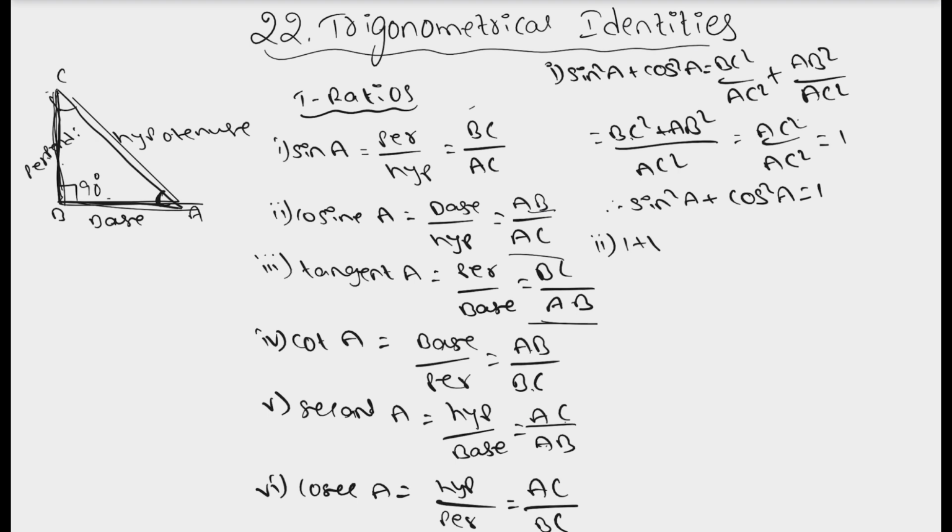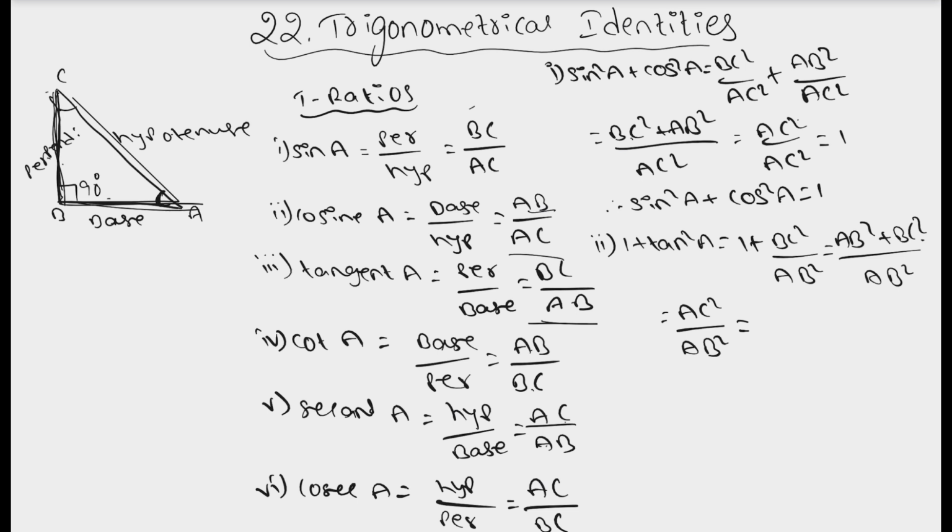Next we have 1 plus tan square A, which is 1 plus BC square by AB square. This we will write as AB square plus BC square by AB square. Again, AB square plus BC square is nothing but AC square by AB square. What is our AC by AB, which is secant? So this can be written as secant square A. So our relation 1 plus tan square A is equals to secant square A. This is our third relation.